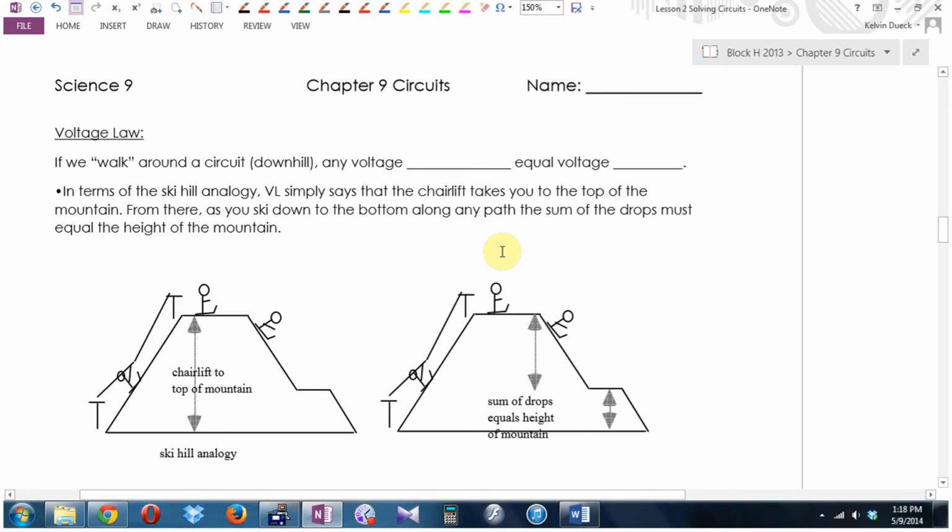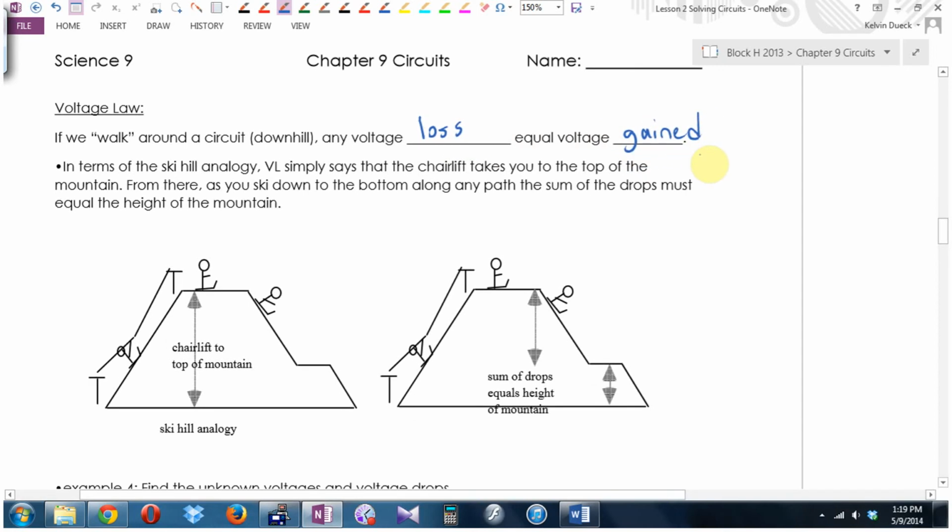Then we come to the voltage law. And the voltage law says this: if you walk around a circuit, and by that I mean you end up back where you started from, always going downhill, any voltage lost equals voltage gained.